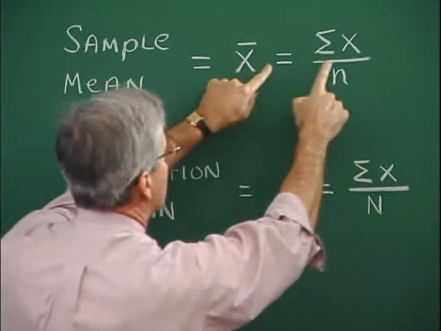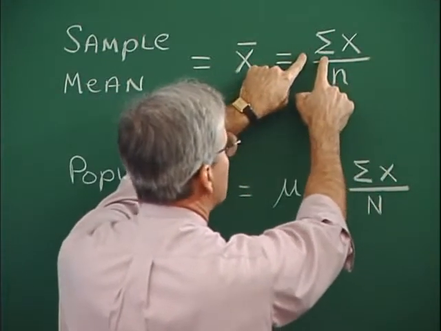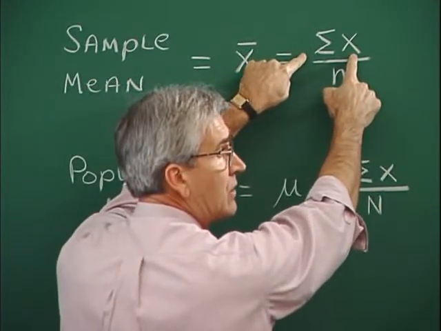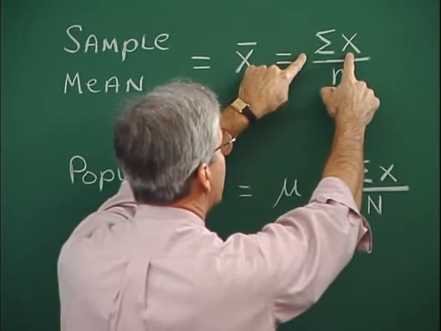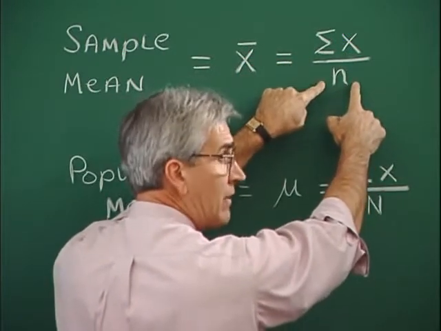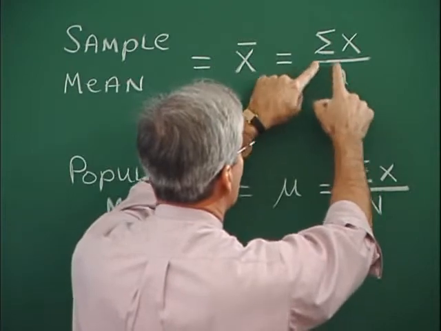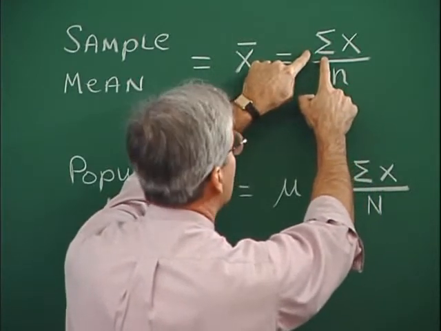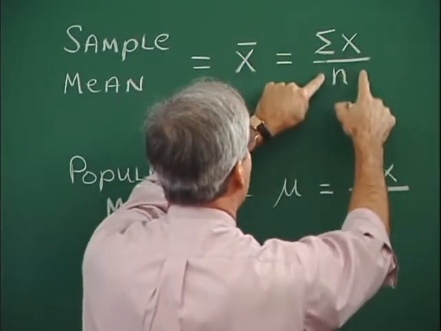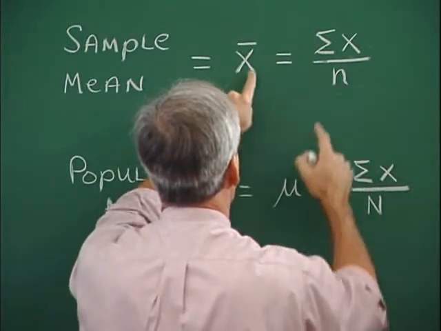And this notation means the sum of x values, the sum of the entries in the data set, you see, and n is the number of entries in the data set. So summation here for this symbol. So sum of x values over n number of values for x bar.